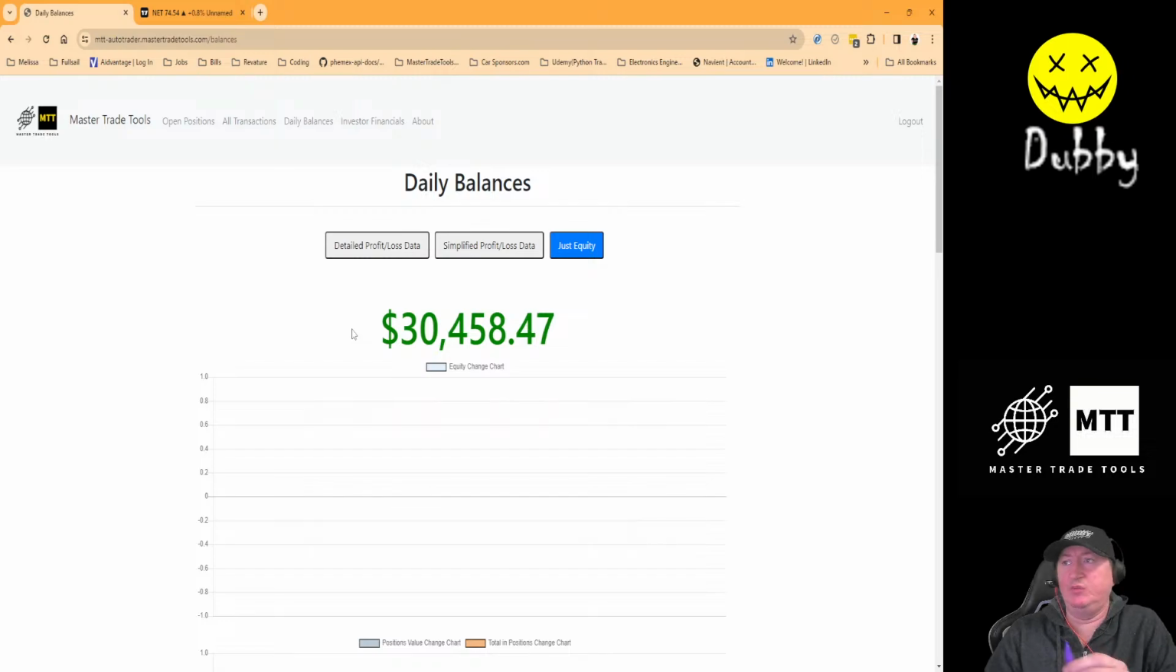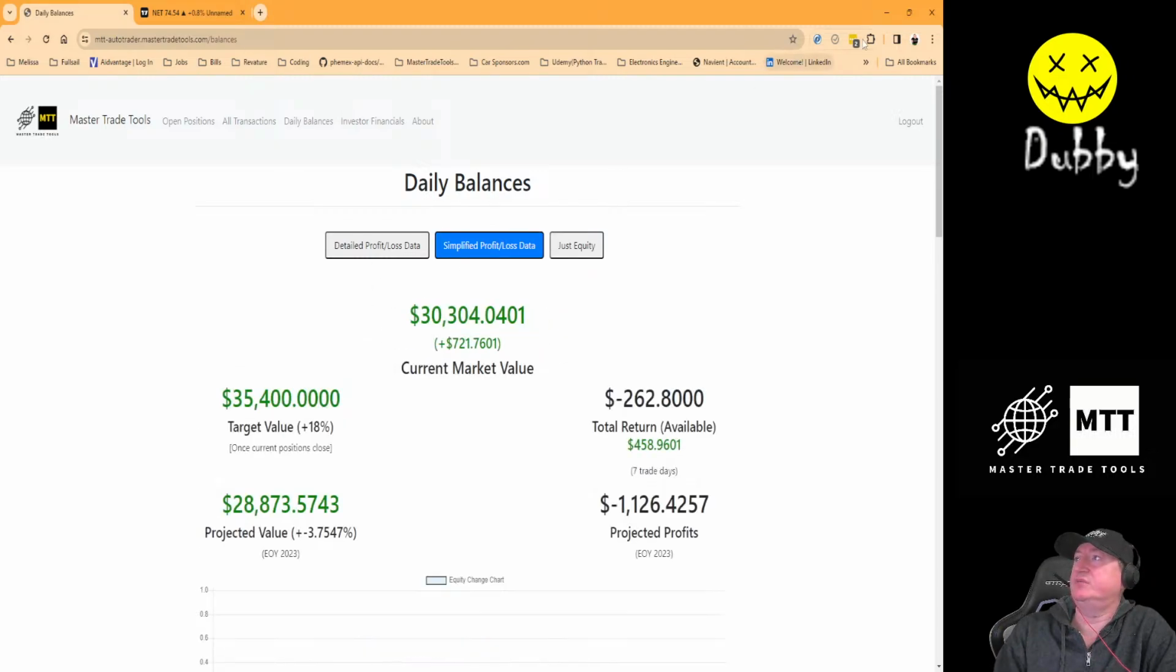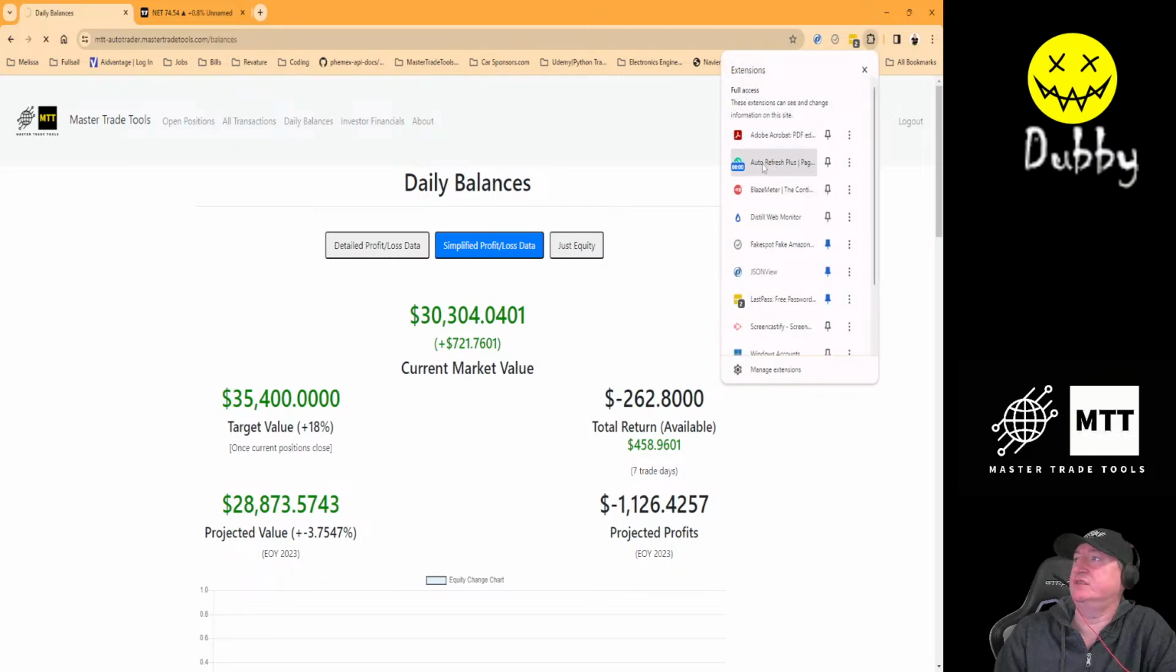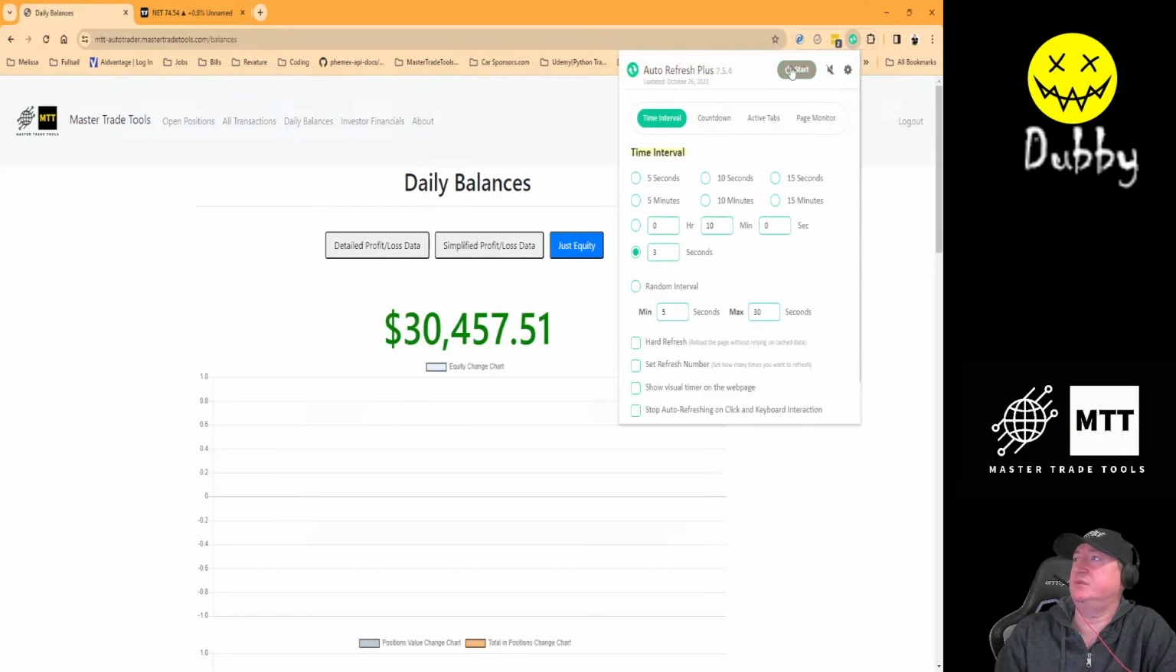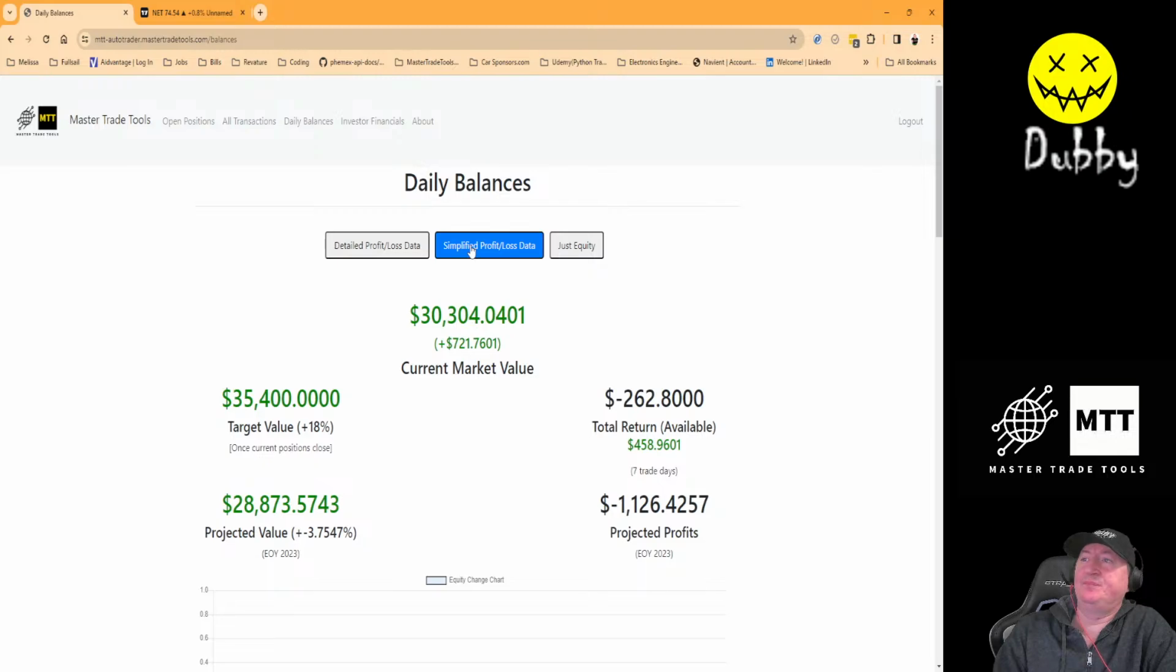You can also see one of the new features that I implemented based on a request by one of our users, which is basically just the equity. That's all they wanted to see. They didn't really care for all this other information right here. This is refreshing every 3 seconds. Stop that. Okay. They told me they really couldn't understand it.